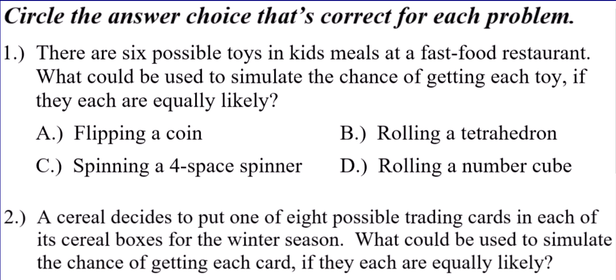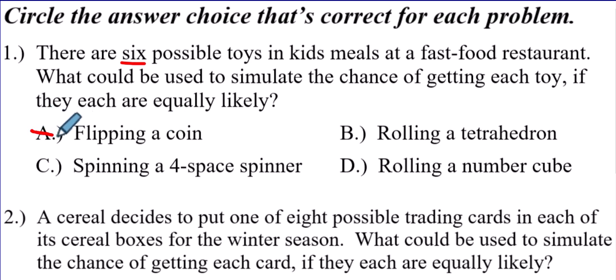Okay, problem number one. There are 6 possible toys in kids' meals at a fast food restaurant. What could be used to simulate the chance of getting each toy if they are equally likely? Here's the whole thing you've got to pay attention to. There are 6 possible outcomes, and they are equally likely. So we need something that has 6 possible outcomes, where each outcome would be equally likely as the other. Would flipping a coin have 6 possible outcomes?